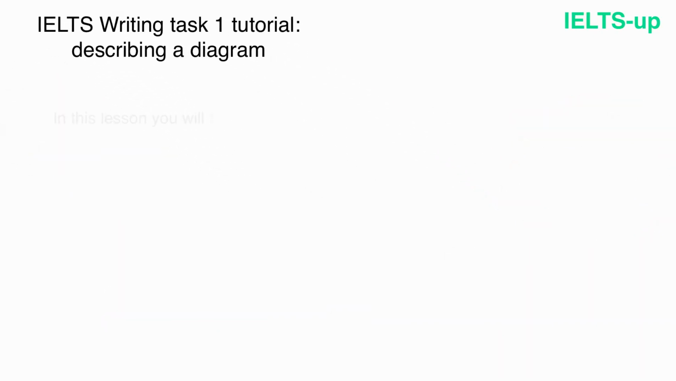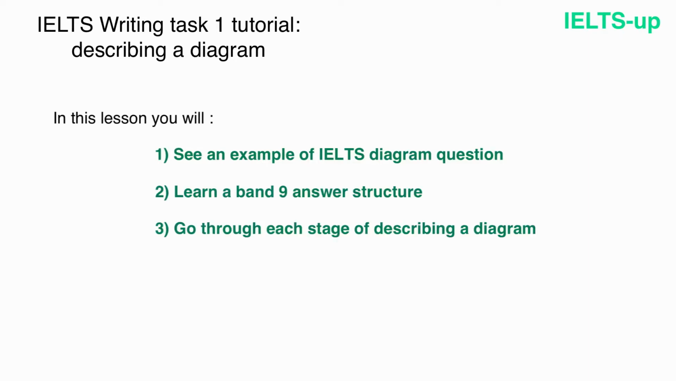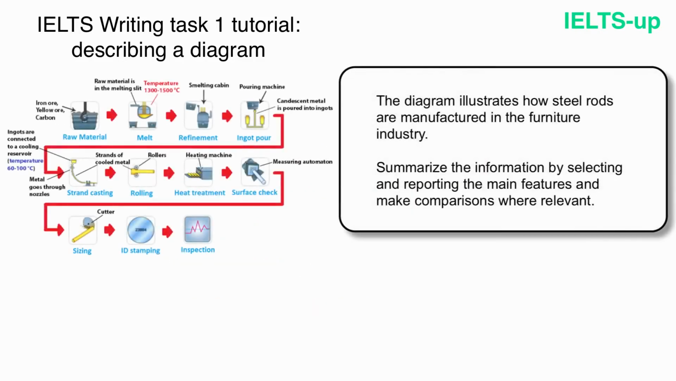In this lesson, we're going to see an example of a diagram question, learn a band 9 answer structure, go through each stage of describing a diagram together, then learn useful vocabulary and produce a band 9 answer. And here's how writing task 1 question with a diagram may look like. You've got a question card that gives you some basic information about your diagram, and you've got the diagram, which you should describe in your own words.